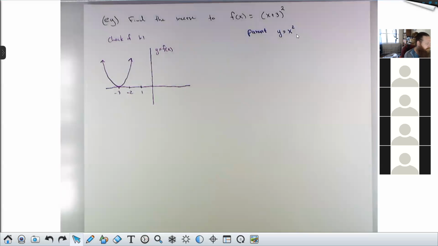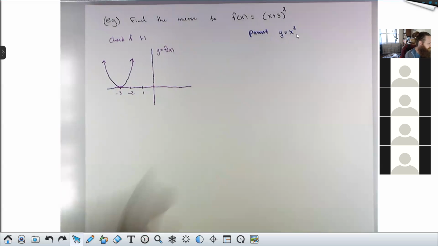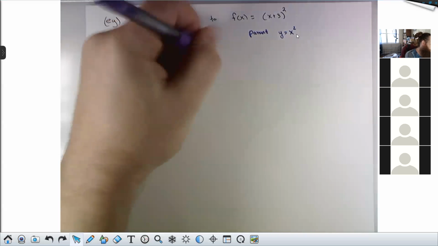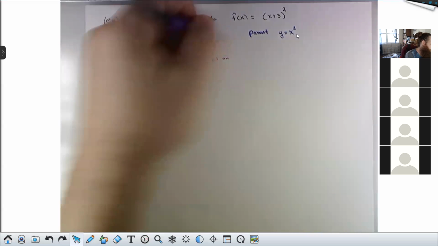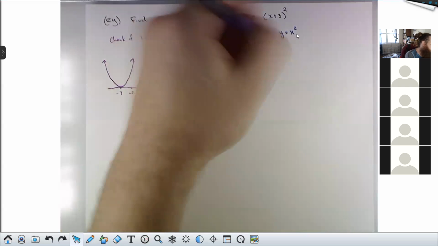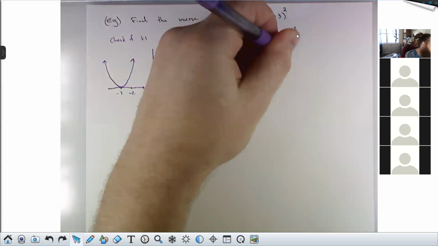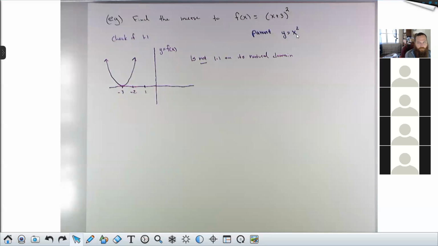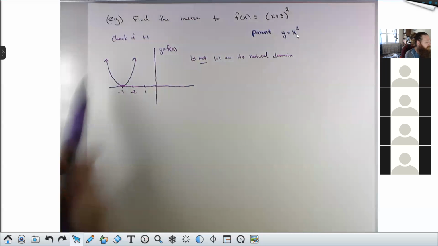However, so this is not 1-to-1 on its natural domain. When I say natural domain, I just mean domain, right? The domain of this function is all real numbers. If I don't do anything to the domain, then this is not a 1-to-1 function.